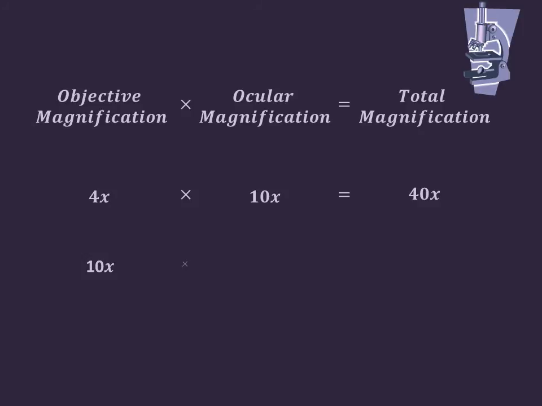10x magnification times the 10x ocular magnification will give you a 100x total magnification. And a 40x objective magnification multiplied by the 10x ocular magnification will give you 400 times total magnification. It's a very simple formula. As long as you know that you need to multiply by the ocular magnification, you should be fine. You can even memorize the values as they are.